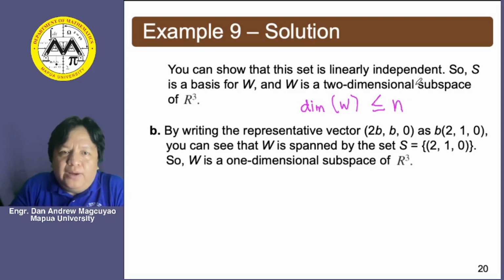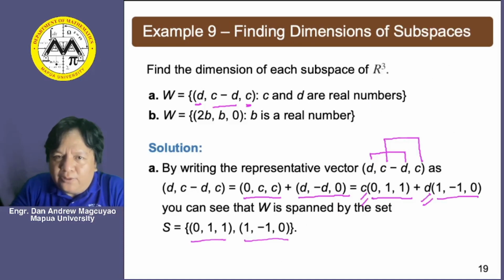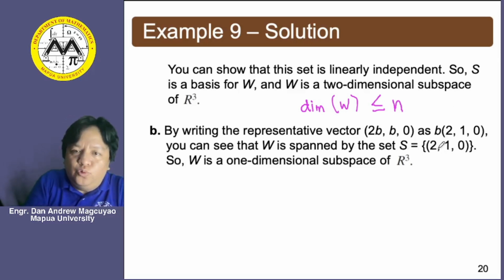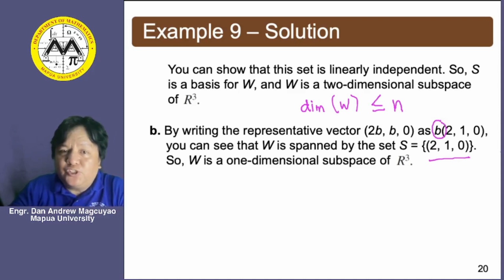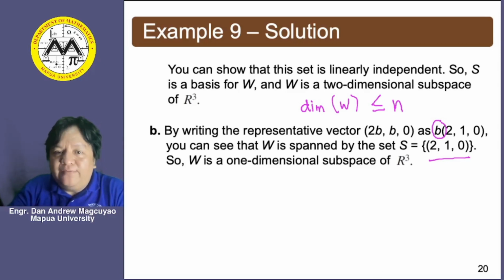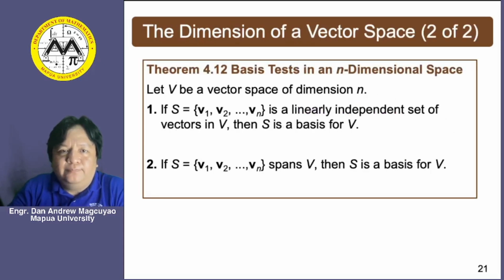Next, by writing the representative vector, let's go back to that slide. So you have 2b, b, and 0. For 2b, b, and 0, you can factor out b. So that would be b times (2, 1, 0). So you can see that W is spanned by the set S equal to the vector (2, 1, 0), where b is any arbitrary constant. So the dimension of that subspace of R cubed is 1. There's only one vector that can define all the elements of the subspace.